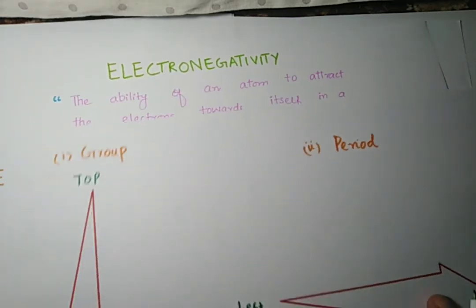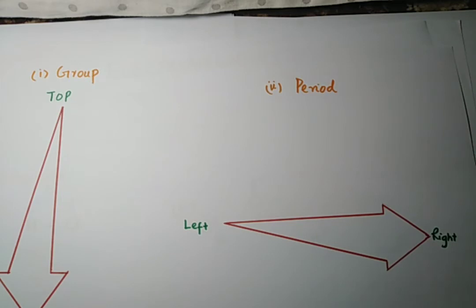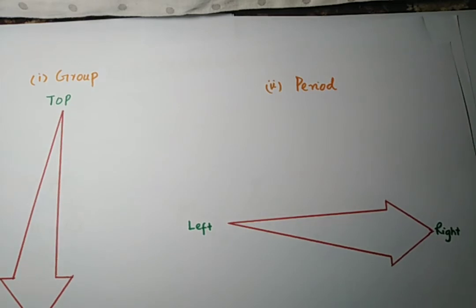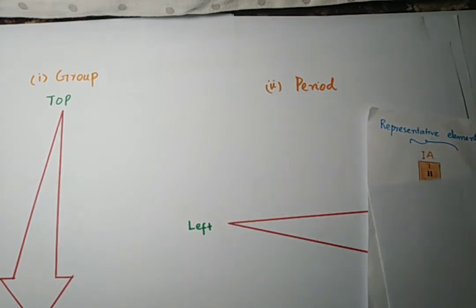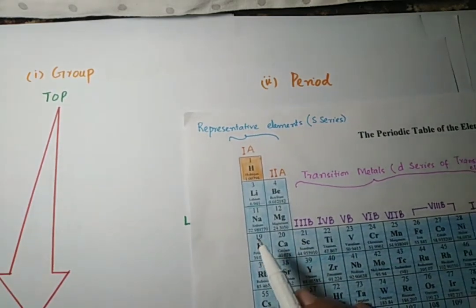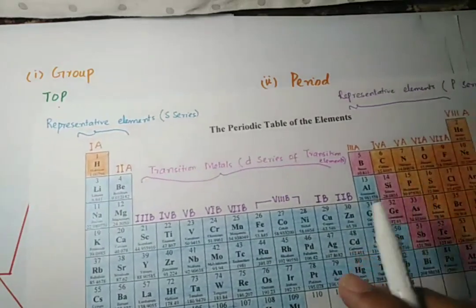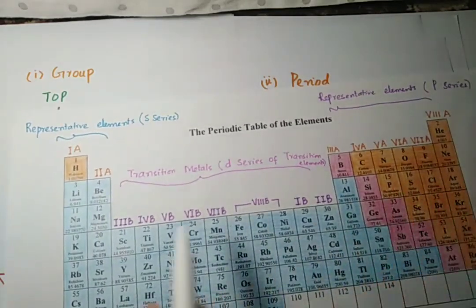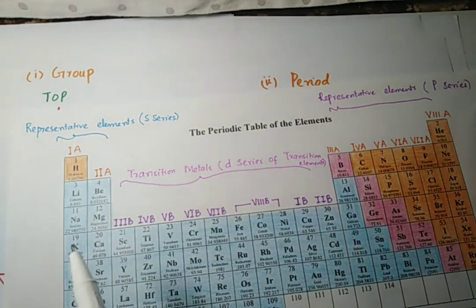But when we move from left to right in a period, the electronegativity increases. The value of electronegativity increases. Just like this one, as you move from sodium to magnesium to aluminium to silicon in that line. So when we move from left to right, electronegativity increases.